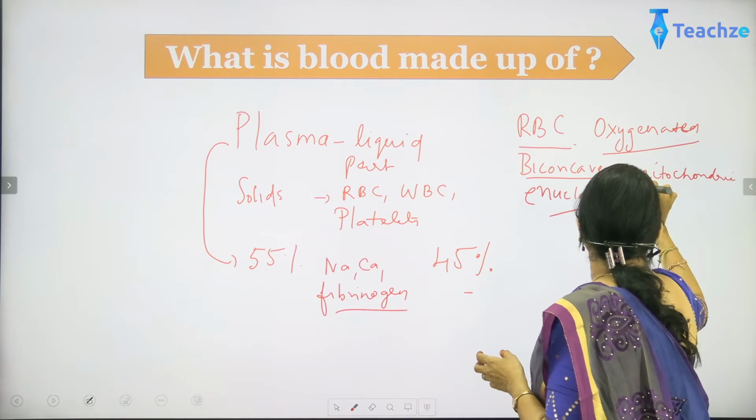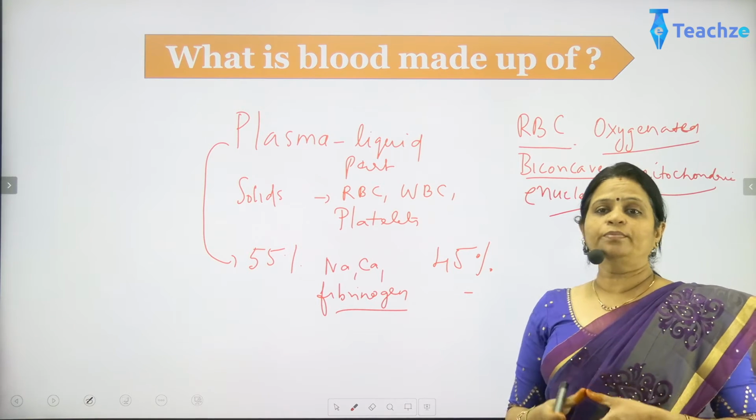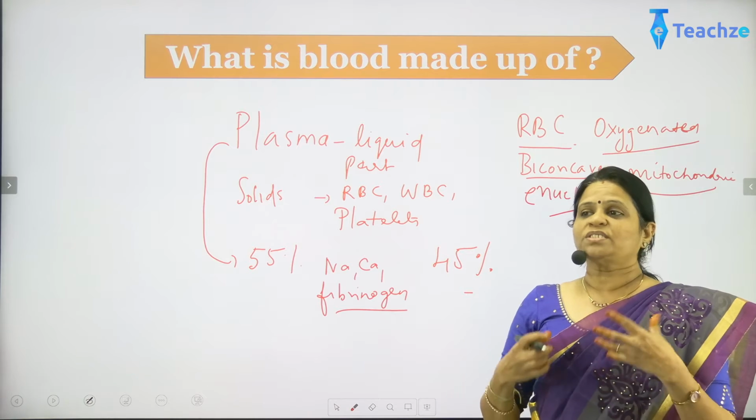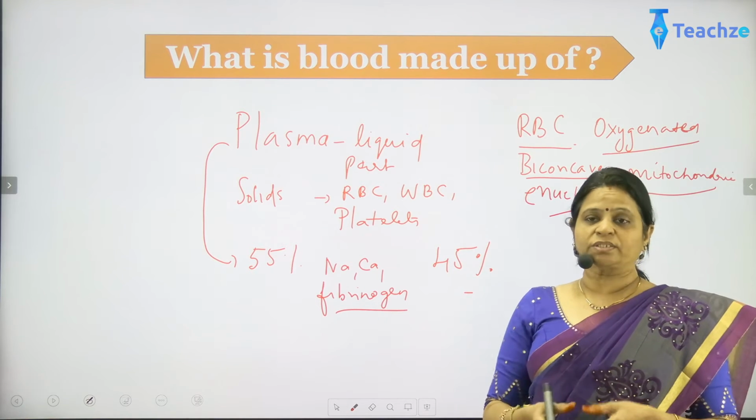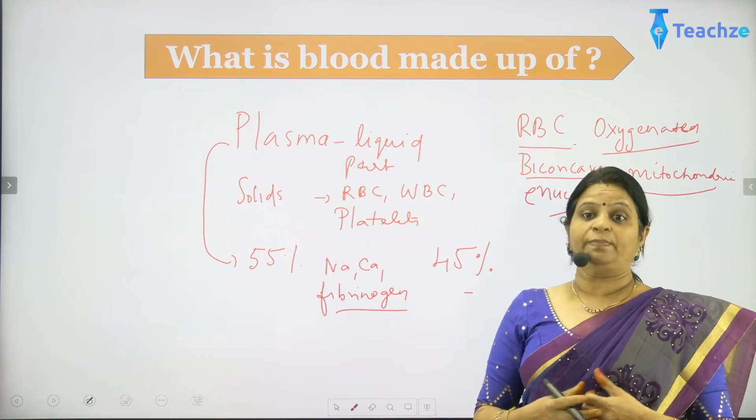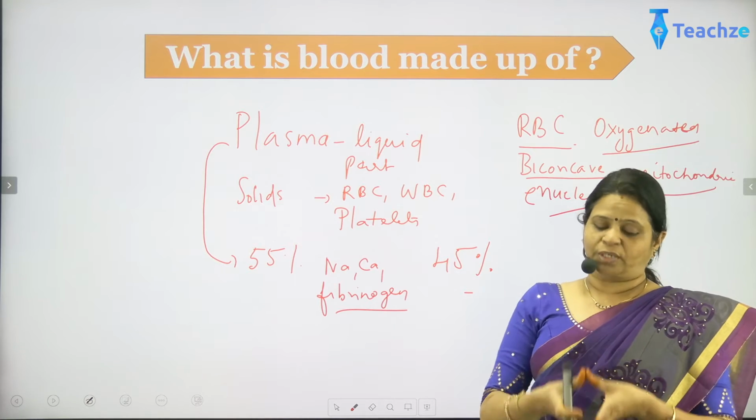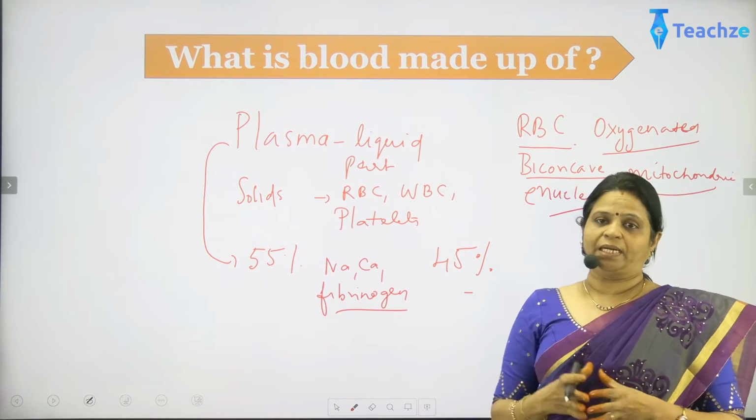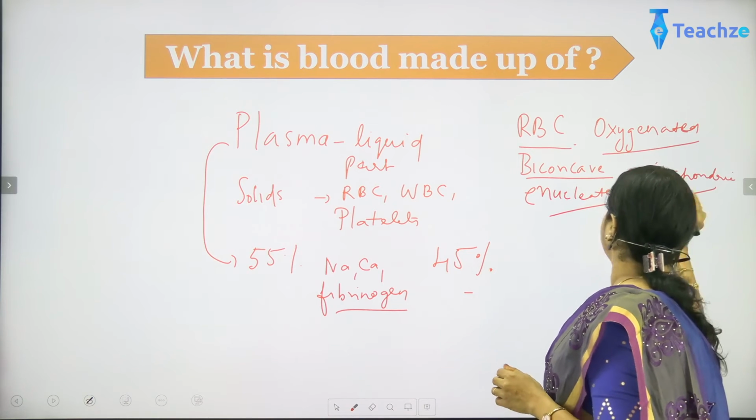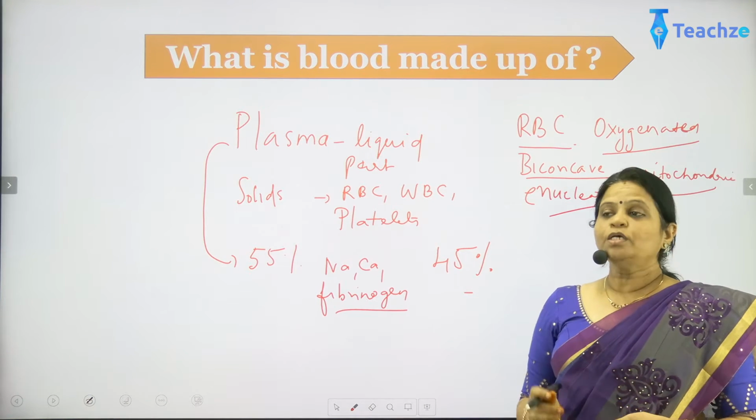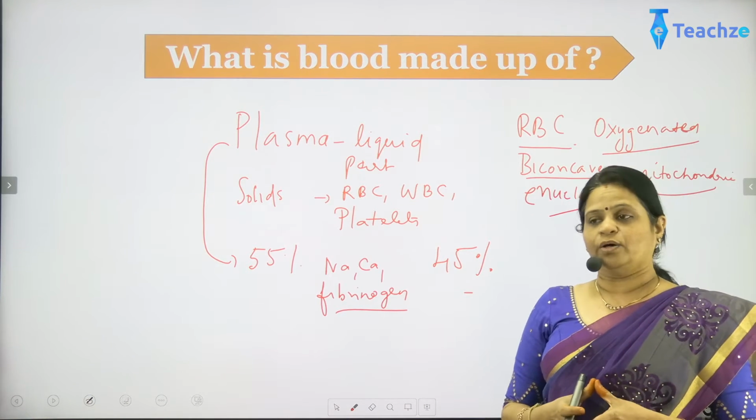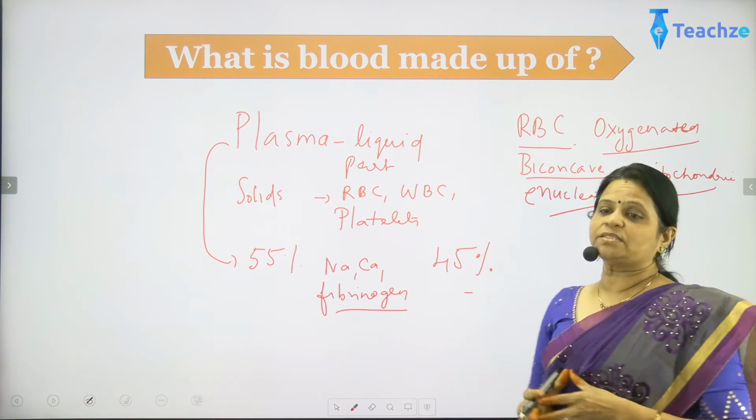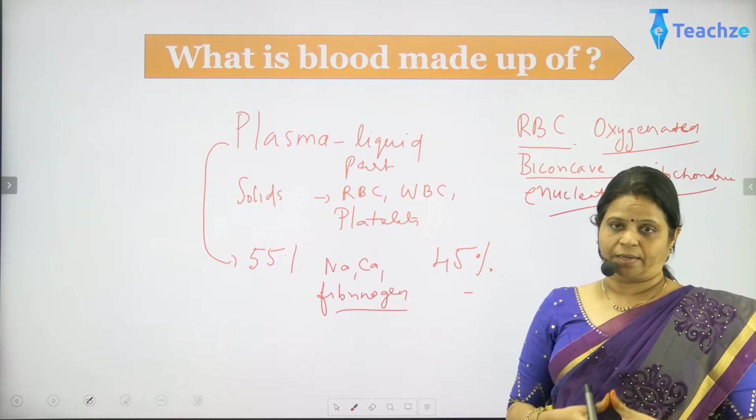And why is mitochondria not there? You all know mitochondria picks up oxygen for oxidation. So if there is mitochondria, the oxygen which is taken up by the RBCs will be utilized. To stop this utilization and give the entire amount of oxygen to the tissues, they lose their mitochondria also. So mitochondria, other organelles like the Golgi complex, and the nucleus are all absent in the case of RBCs.